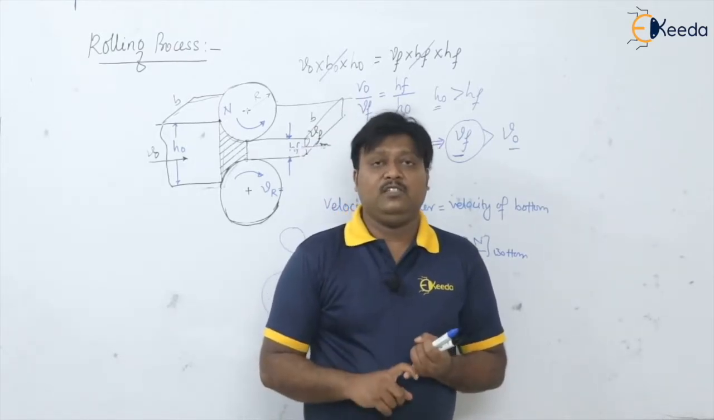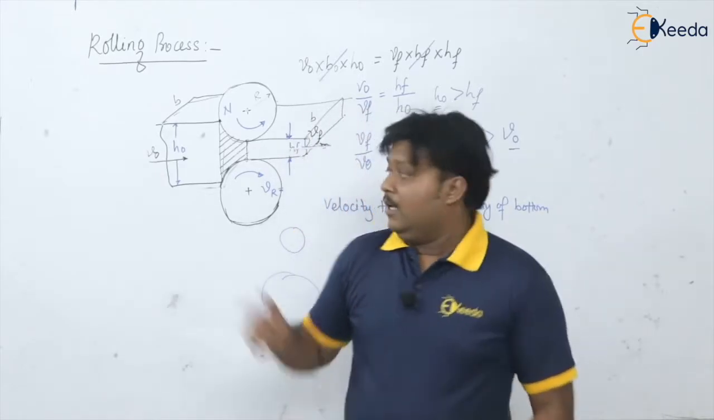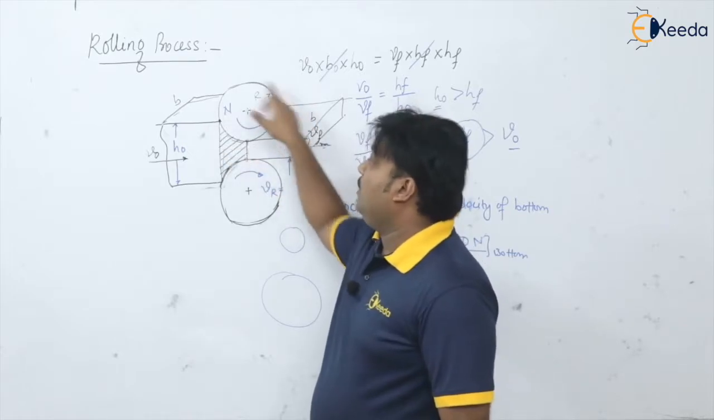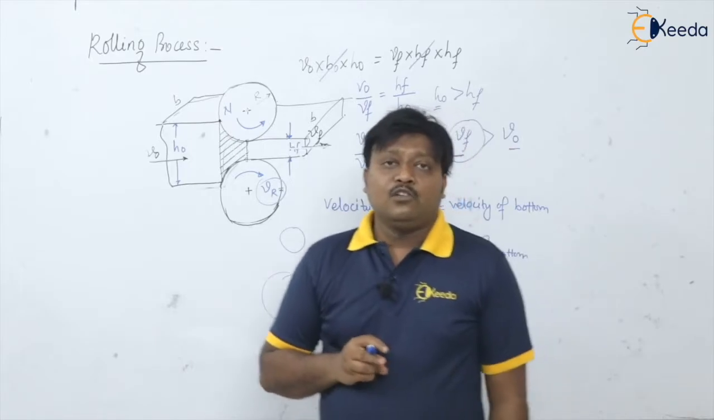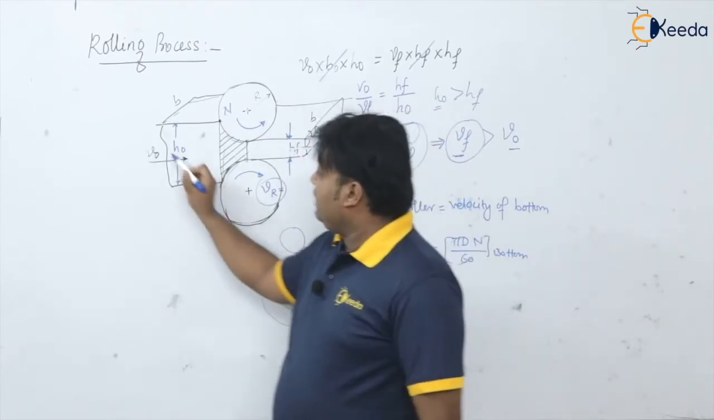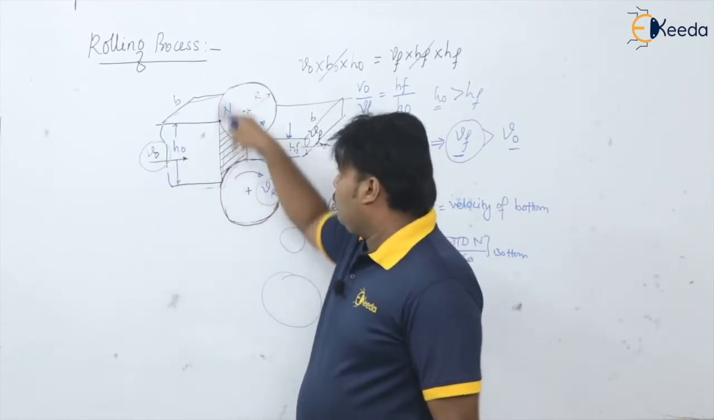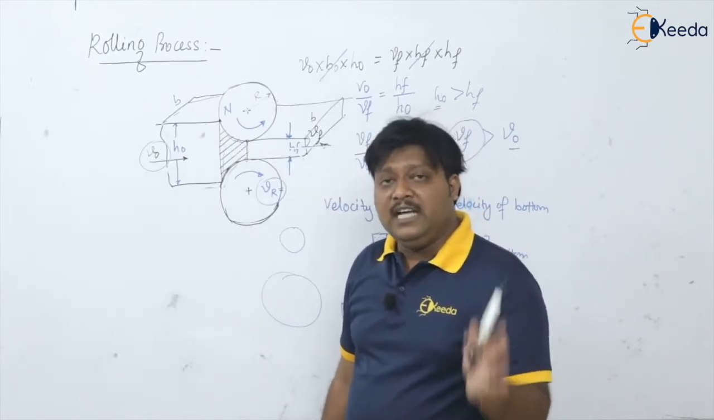Okay, so students, if we talk about the relationship between the linear velocities, that is the velocity of the strip or plate at the entry point, the velocity of the plate at the exit point, and the roller velocity Vr, what can be the relation? So initially the plate velocity was very less at the entry point. The roller is rotating with its constant velocity, constant RPM.